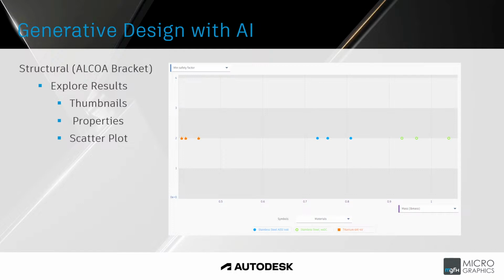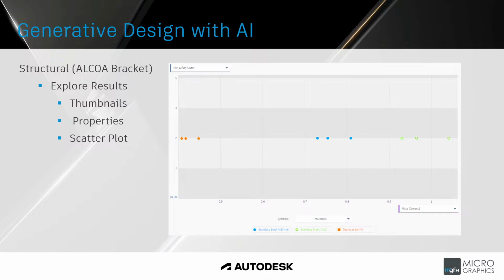Now in this case here, I've got the scatter plot set up with minimum safety factor on the vertical axis and mass on the horizontal axis. So we'll see they're all sitting on that minimum safety factor of 2. However, the mass gets heavier depending on the material that was used. So on the far left hand side we have titanium, in the middle we have the stainless steel, that's blue, and then on the right hand side we've got stainless steel 440.